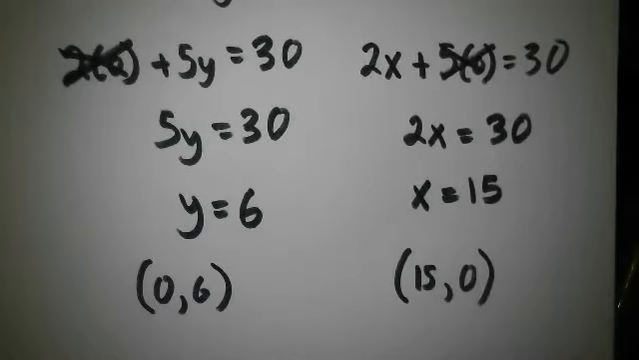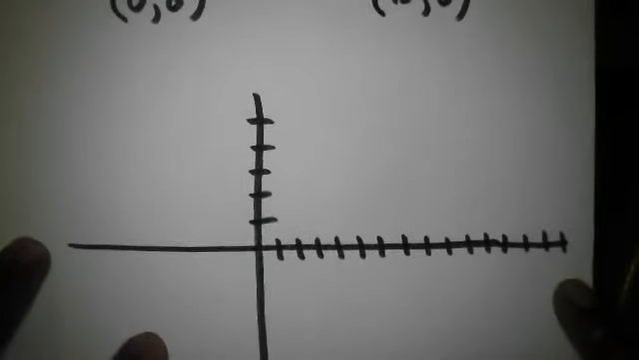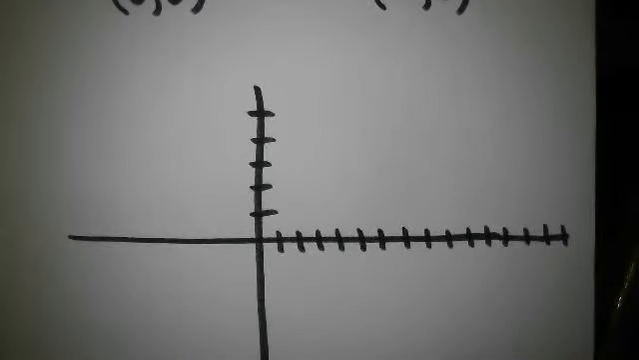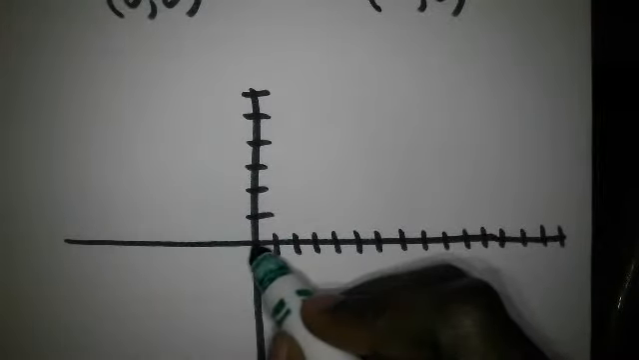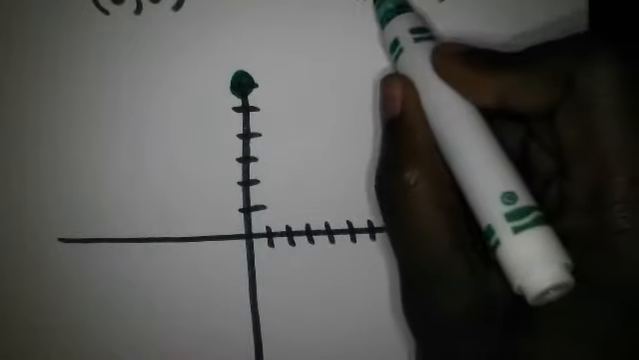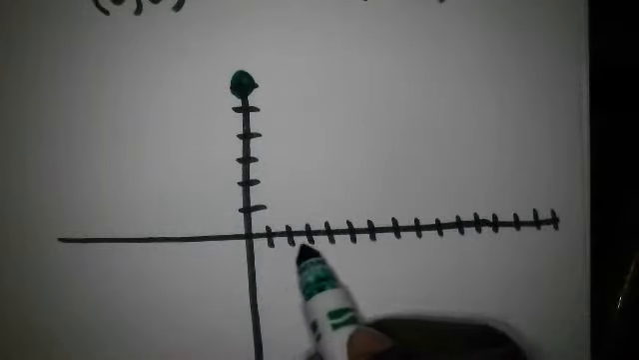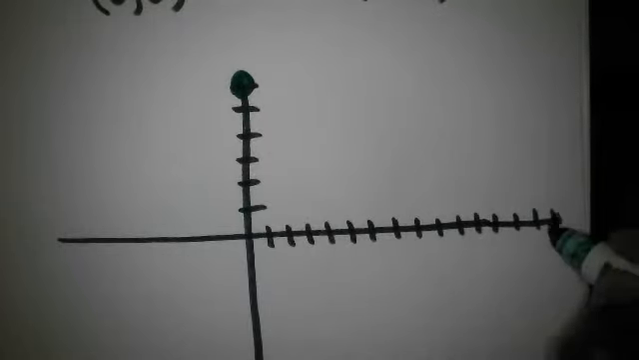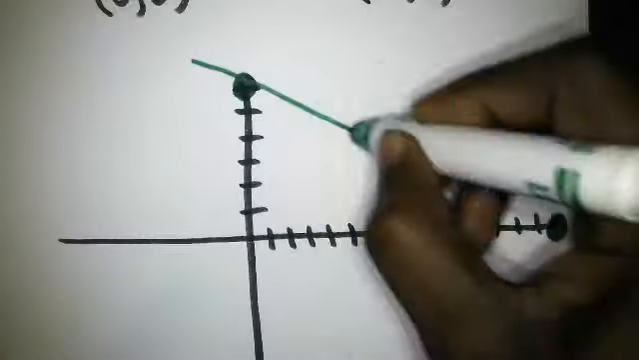Let me draw the graph for you guys. So here's the graph that we're going to be using. The first point is 0, 6. So 0 on the x-axis, 6. 1, 2, 3, 4, 5, 6. Here's that point. And this one will be 15, 0. So 1, 2, 3, 4, 5, 6, 7, 8, 9, 10, 11, 12, 13, 14, 15. Maybe I'll pick smaller numbers next time. But we have our graph.